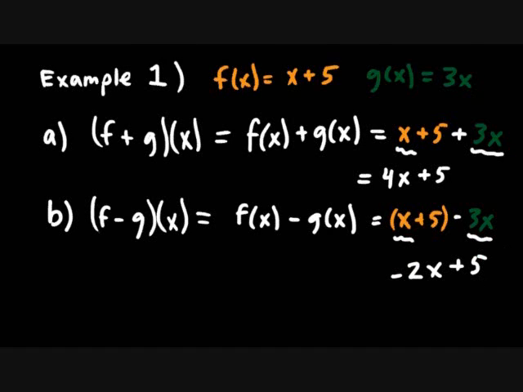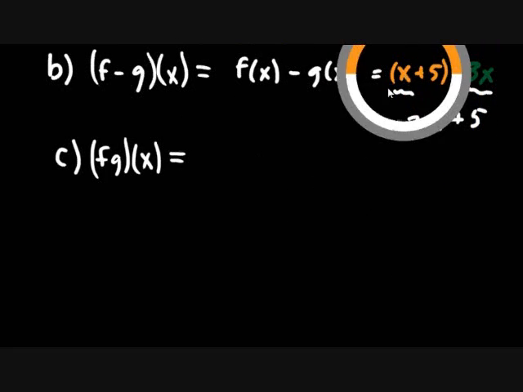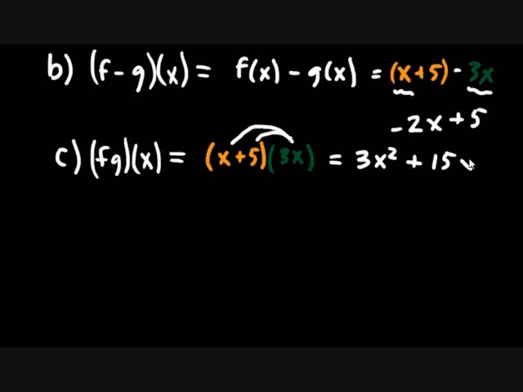So for part C, that notation is the same as saying f of x times g of x. So what we're going to do is we're going to just take f of x and we're going to multiply it by g of x. We have the quantity x plus 5 times 3x. So what we need to do is we're going to distribute our 3x into the x and then over to the 5 as well. So when we do that, we get 3x times x, which is 3x squared, plus 15x. And that's what you get when you take f of x times g of x.